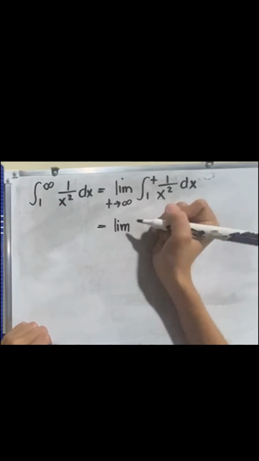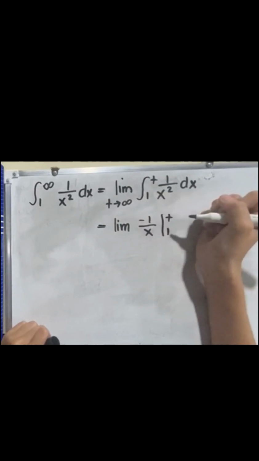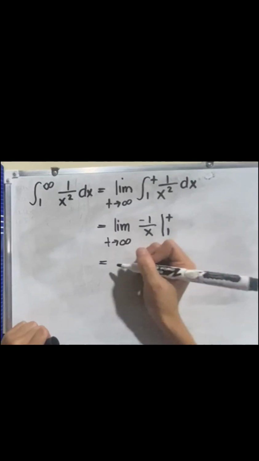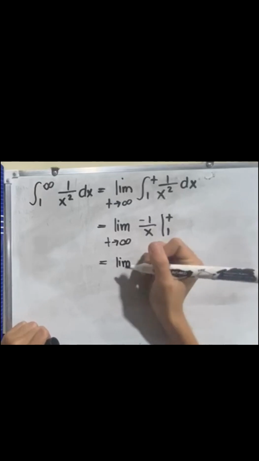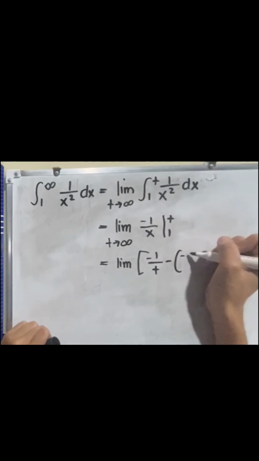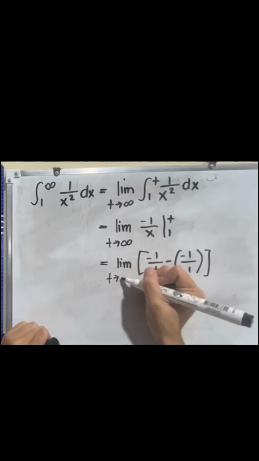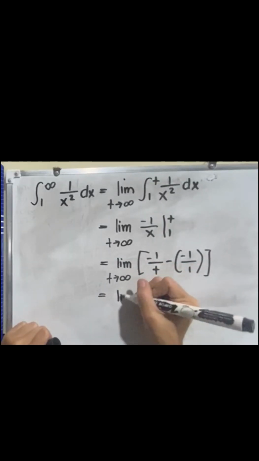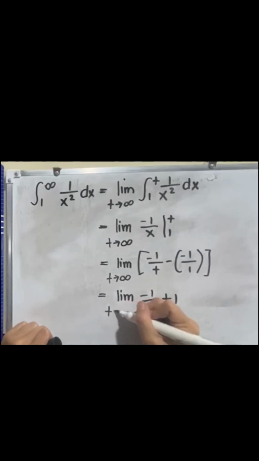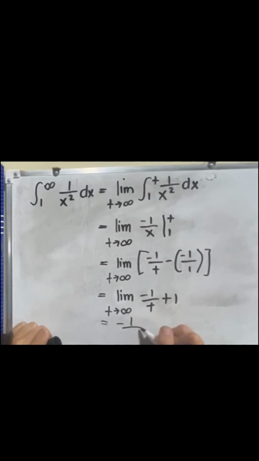Okay, now let's write the limit of negative 1 over x, which we got earlier, from the integral of 1 over x squared from 1 to t, where t approaches positive infinity. Let's distribute: the limit of negative 1 over t minus, which is our lower limit, negative 1 over 1, from 1 to t, where t approaches positive infinity. Sorry, I forgot to put the limits. So it equals the limit of negative 1 over t plus 1. It becomes positive because negative times negative is positive, where t approaches positive infinity.